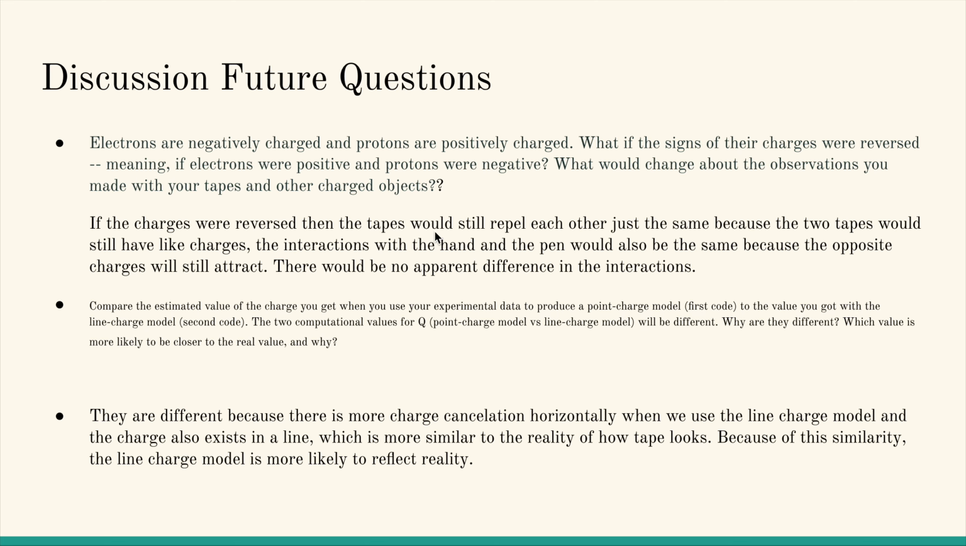So these are the future questions that we addressed in this experiment. So the electrons are negatively charged. If the electrons' charges were switched, nothing would change. That's essentially the answer to the first question. And for the second question, if we used a line charge versus a point charge model, then the line charge would be more accurate because the tape looks more like a line than it does like a point, even though it's really like neither. So yeah.